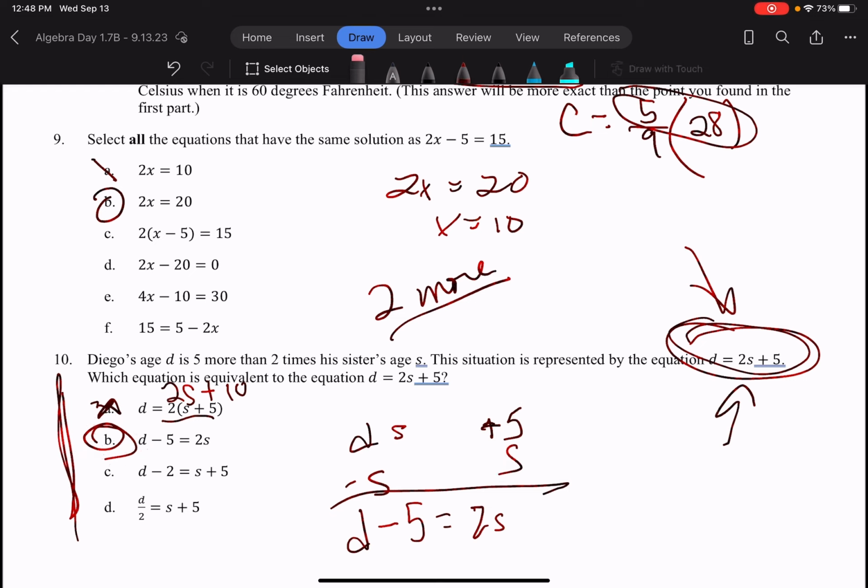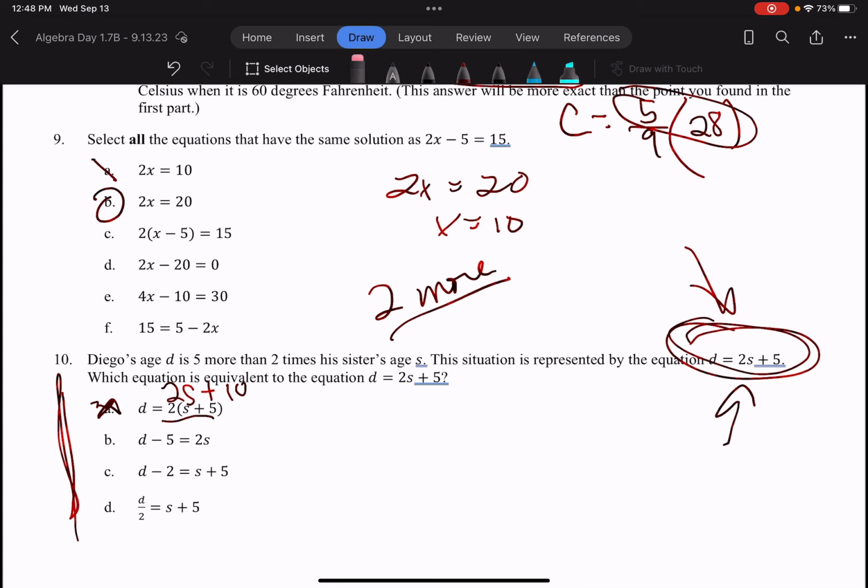I would encourage you to go ahead and check C and D to see if either of those are also equivalent. Okay, I'm just going to suggest that you also try C and D and see if you think those are equivalent as well. But we can tell immediately that B is in fact equivalent. That's it for your homework.